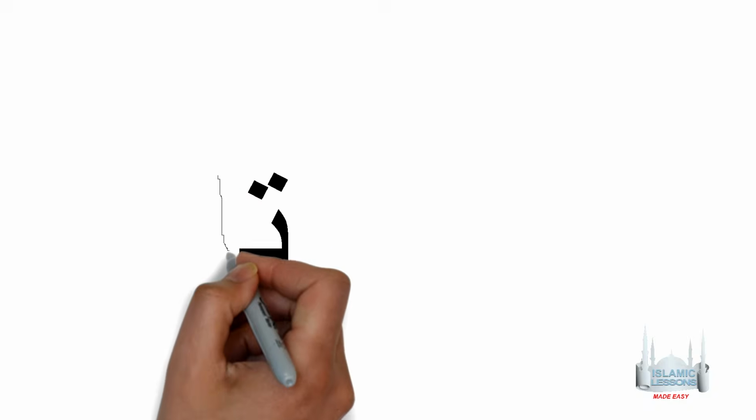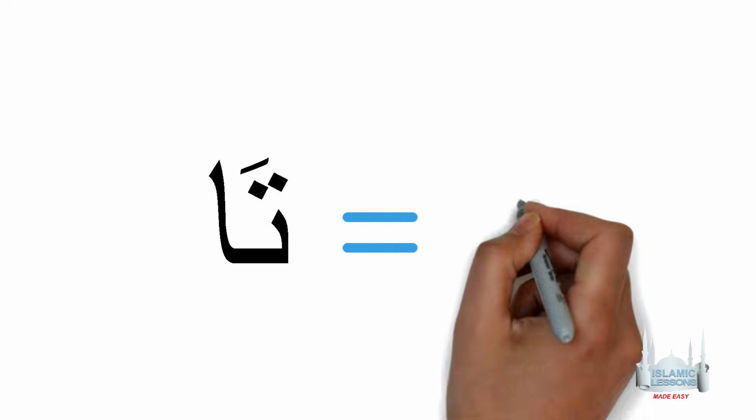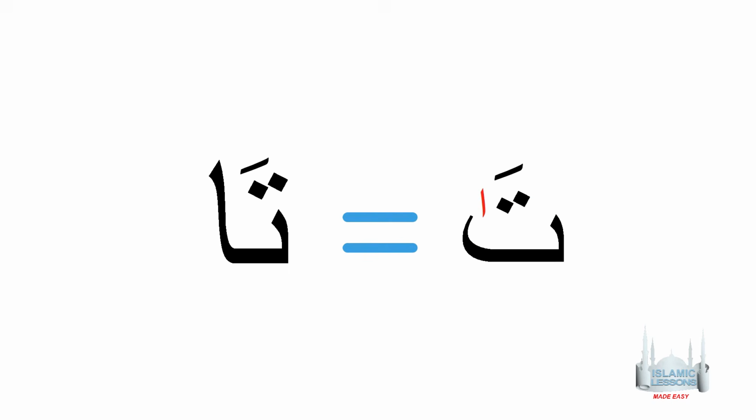Sometimes in different styles of writing, the long vowels are written differently. For example, instead of writing this like this, it is written like this. It is still pronounced the same, but instead of the long alif, they place this small looking alif here. They both read as taa, stretching them for 2 counts.